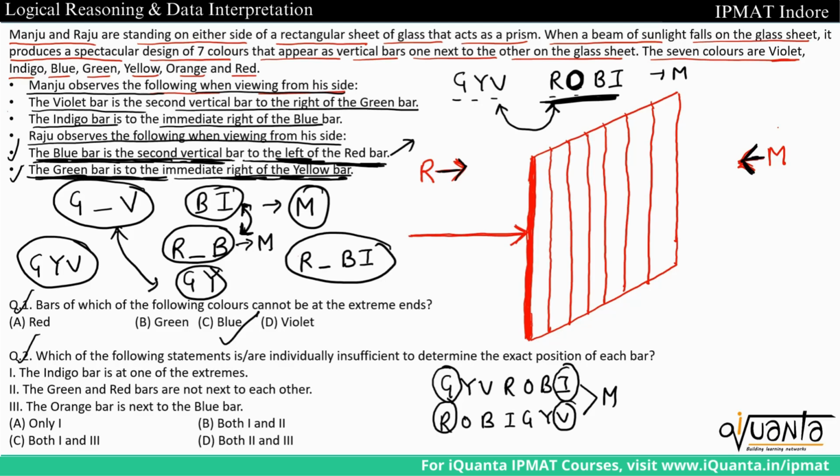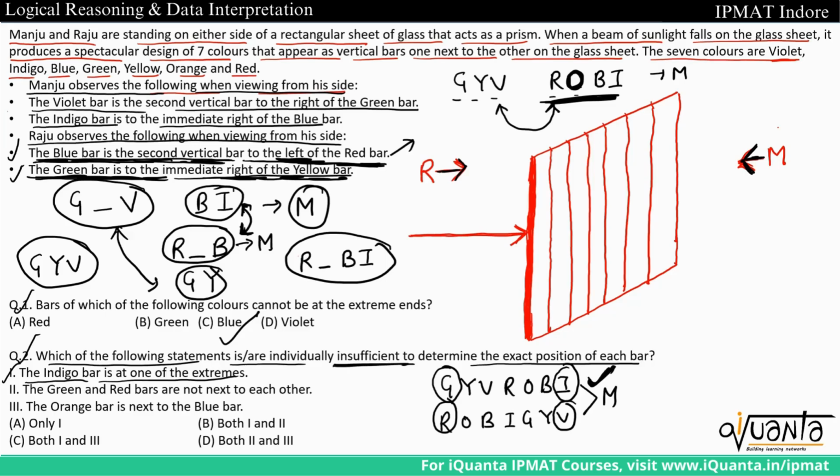Second question is, which of the following statements are individually insufficient to determine the exact position of each bar? So the first statement is, the indigo bar is at one of the extreme ends. So if indigo bar is at one of the extreme ends, then definitely we can have a perfect order of all these colors. So this is sufficient to determine the exact position. We are looking for a statement which is insufficient to determine the exact position.